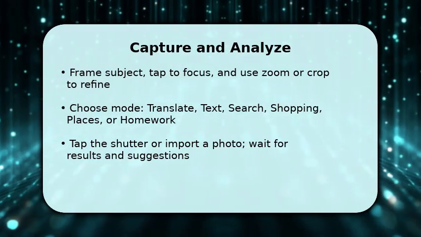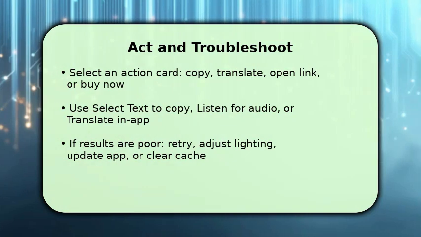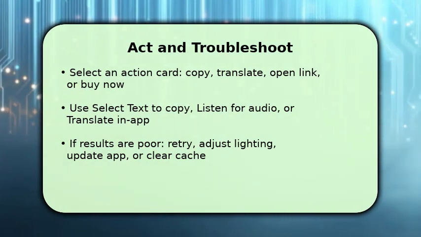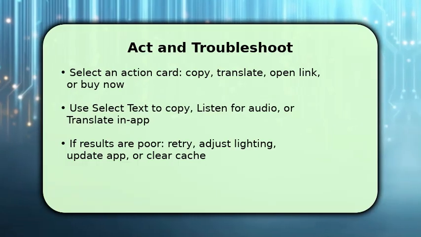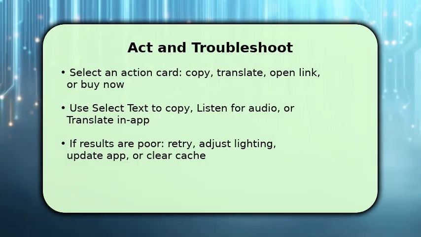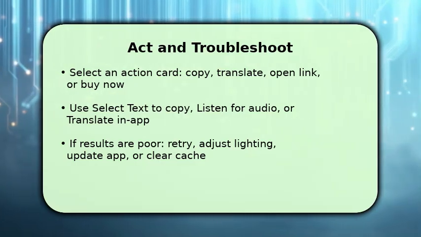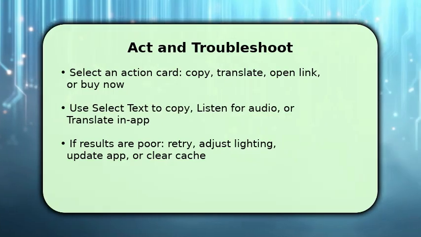You finish by choosing an action and verifying the result. Tap a suggestion card to copy text, open a web page, translate a sentence, or view shopping options. You select text to highlight exact lines and listen if available. Make sure the extracted text or link matches what you need before pasting or purchasing.